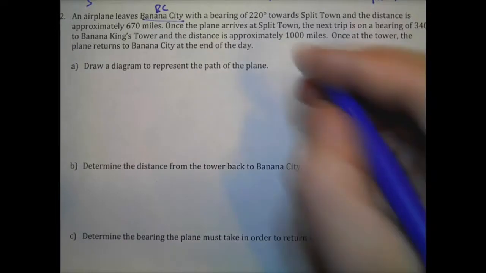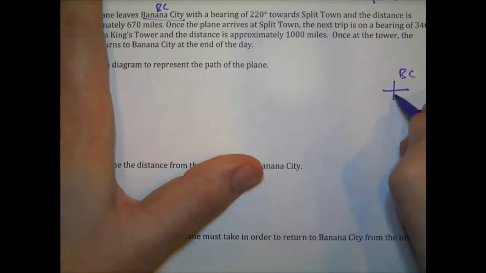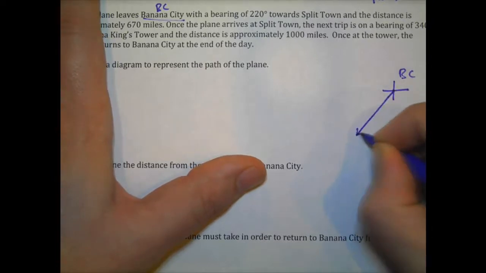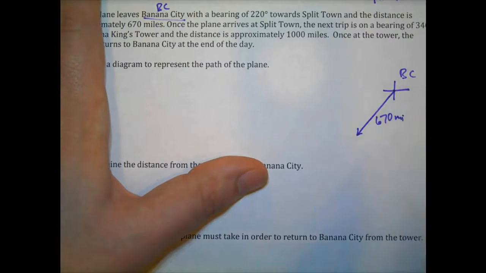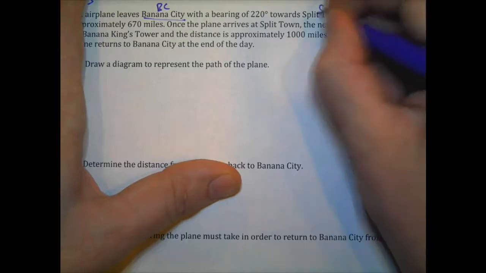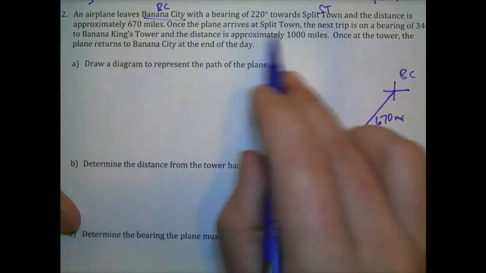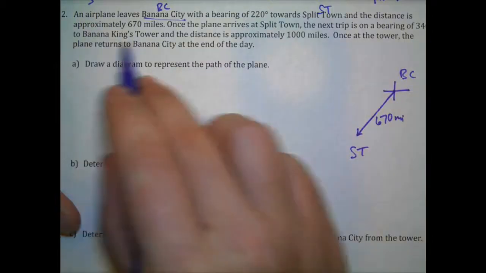So if I draw that, I'm going to draw Banana City somewhere right here and label it Banana City. Now notice, I drew a compass with north, east, south, west at the point so that it is easier to draw my bearing. Because I know 220 degrees is something like that. He went that direction for 670 miles towards Split Town. So Split Town, ST, that's what I will call that. All right. And then it says once the plane arrives at Split Town, so now we are here, the next trip is on a bearing of 340 degrees to Banana King's Tower.